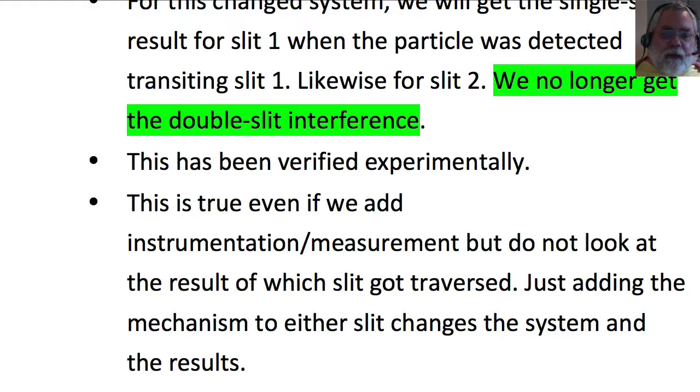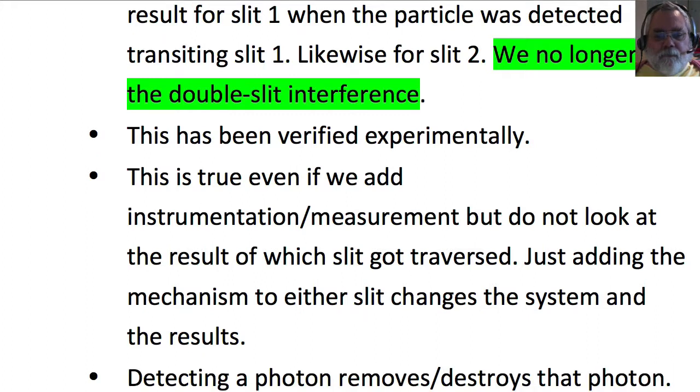This is true even if we add instrumentation to measure which path, but we don't look at the result of which slit got traversed. Just adding the instrumentation or the mechanism to either slit, it doesn't even have to be added to both slits, changes the system and the results. So we can't take a sneak peek and draw a conclusion. When we see the double-slit diffraction probability distribution, we just don't know which slit the particle went through.